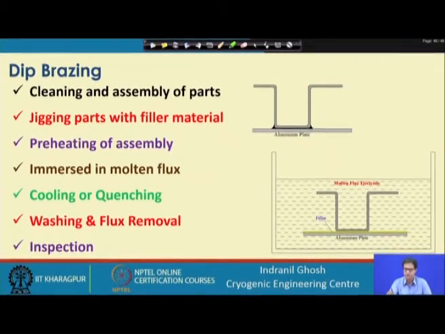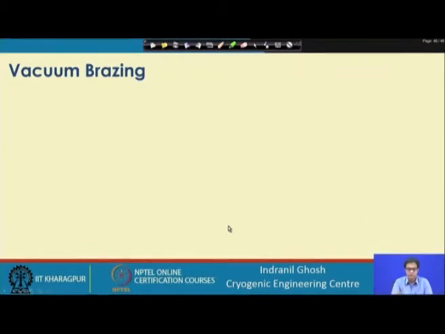Depending on the size of the heat exchanger, we often go for brazed aluminum, brazing by dip brazing or by vacuum brazing. So, the next one is about vacuum brazing. Here the pre-cleaning of the parts is again necessary, and we need to take appropriate action so that there is no grease on these plate fin surfaces.